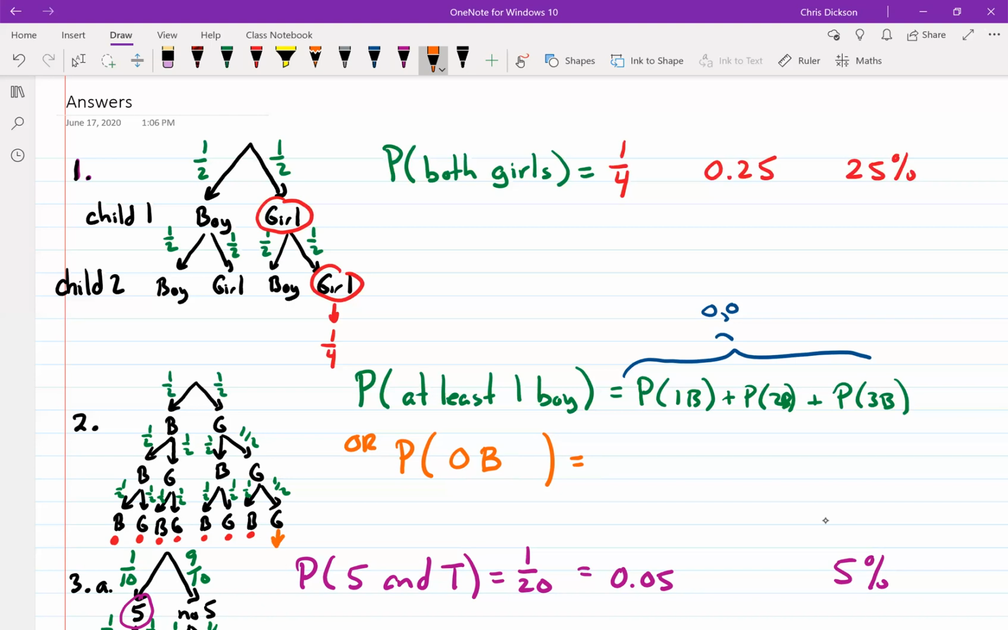So I'm going to work out this probability first: 0 boys, so all girls. That would be 1 half times 1 half times 1 half, which is 1/8. So there's a 1/8 chance of having no boys in 3 children. That is all girls, which is low, obviously.